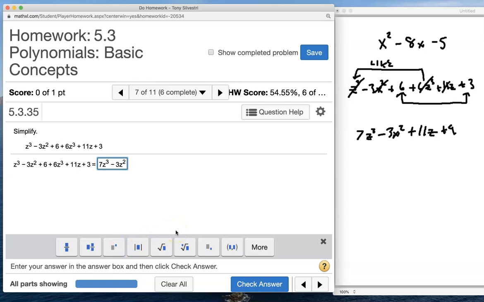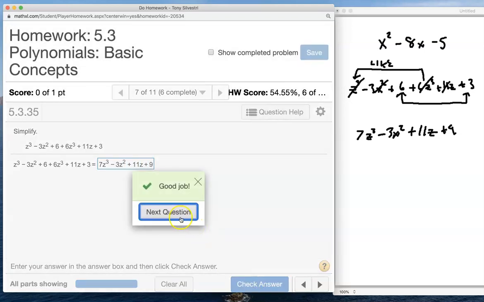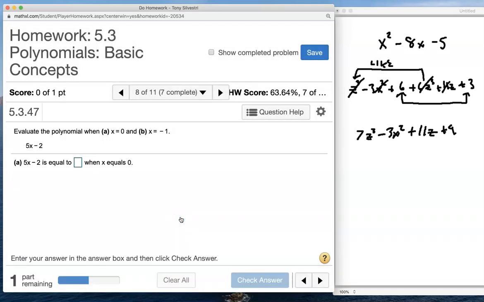Bring that down. Plus 11z plus 9. Check your answer. Great job. Just 4 more problems. And math is big on evaluating polynomials. What they want you to do is you start off with a polynomial and you think of this as a template. And they ask you to plug in for the variable a particular value, and they call that evaluating that.